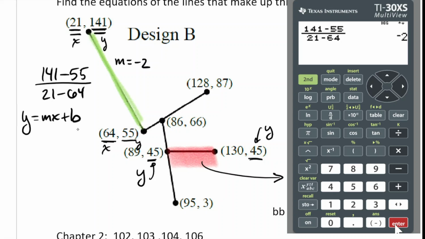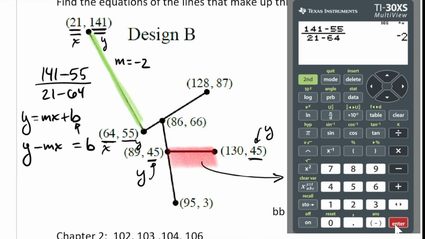And what I'm looking for is b. I'm trying to figure out what my y-intercept is. So what I know is that if y equals mx plus b, then certainly y minus mx would equal b, which is my y-intercept. So I'm just going to use this quick formula to figure out what the y-intercept is.